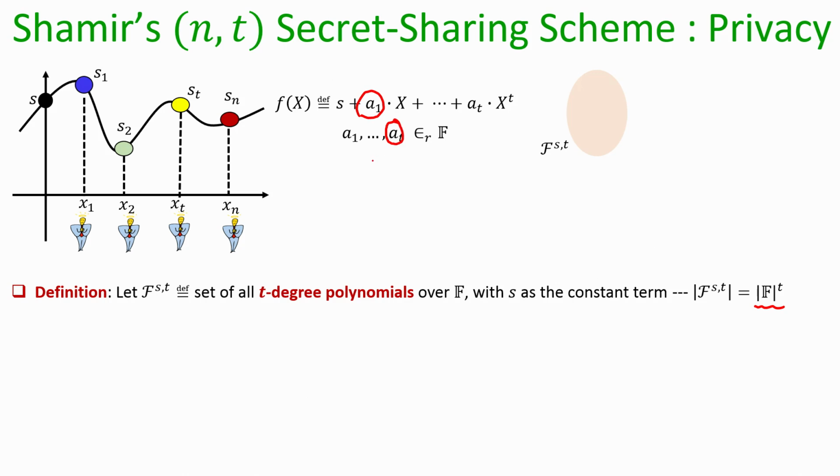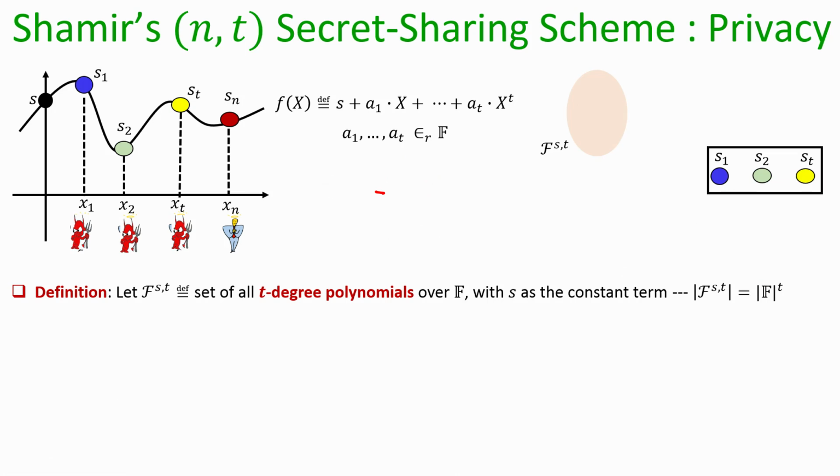Now, since each of these coefficients could be randomly chosen from the field, the number of candidate a1 values is nothing but the number of elements in the field. In the same way, any value from the field could have been the candidate a2 value, and hence the number of candidate a2 values is nothing but the number of values from the field, and the same is true for the tth coefficient in the polynomial. So, since each of the coefficients could be any of the values from the finite field, I have size of the field raised to the power t number of polynomials of degree t whose constant term could be the secret s. That is the cardinality of this set F superscript s comma t.